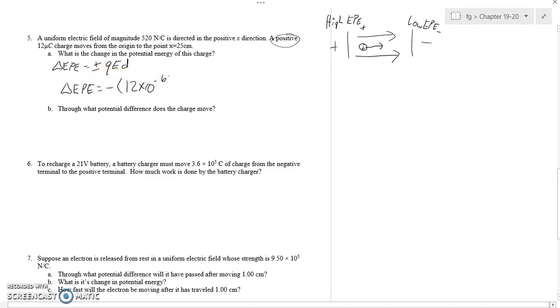You all remember micro is negative 6, right? The electric field strength, 520 newtons per coulomb, and then the distance, 25 centimeters. Again, make sure you're in meters. You guys know that. So then we get a change in potential energy of negative 0.00156 joules.